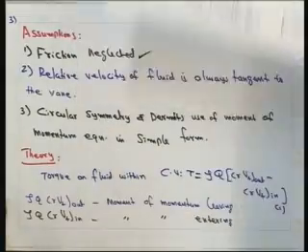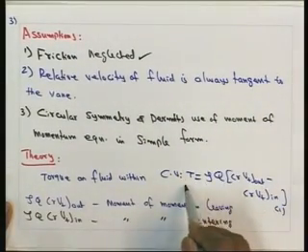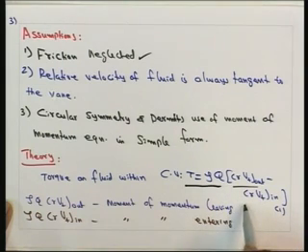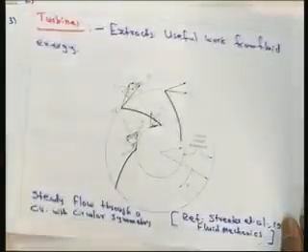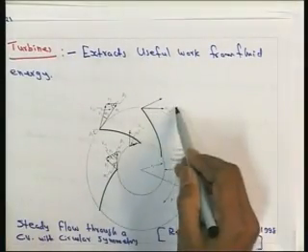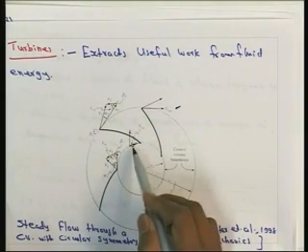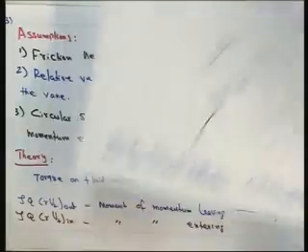So, with respect to this control volume, the torque of fluid within the control volume T is equal to rho Q into r Vt out minus r Vt in, where Vt is the tangential velocity with respect to out and with respect to in. So, this is the Vt out here, and Vt in is considered here. This is the tangential velocity in, and this is the tangential velocity out.